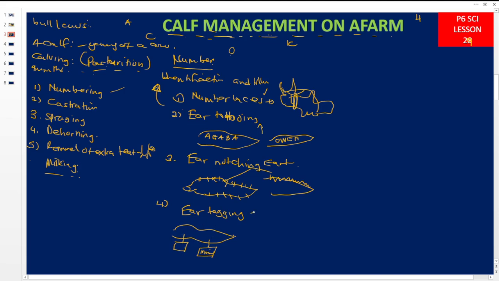So this is ear tagging, ear notching, then ear tattooing, numberless, and also there is what we call branding. Ouch! Branding is so painful. Now if this is our animal, these are the horns.